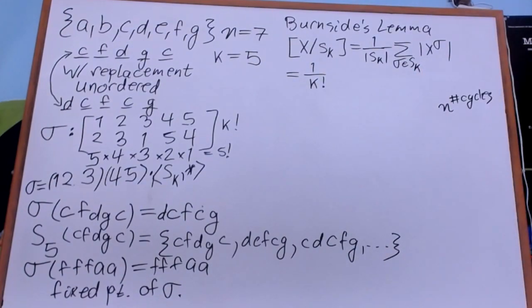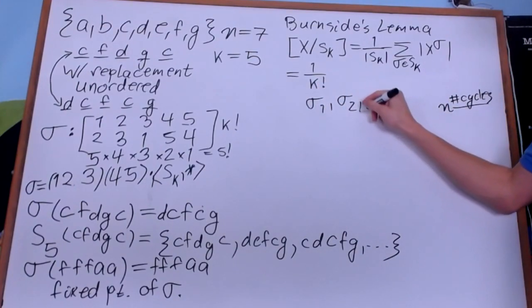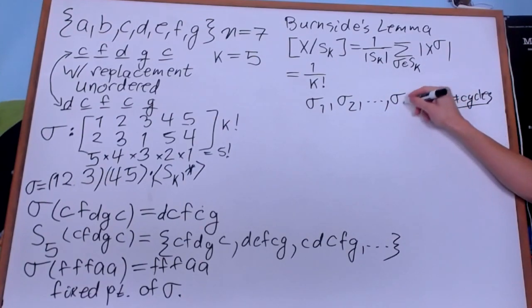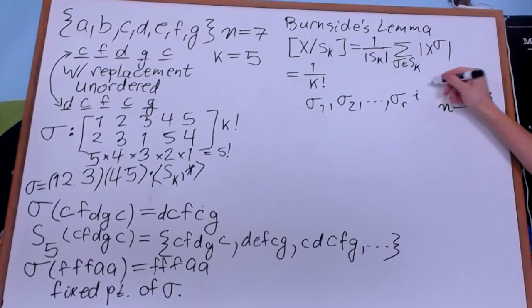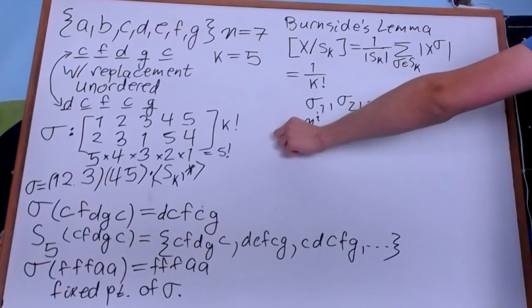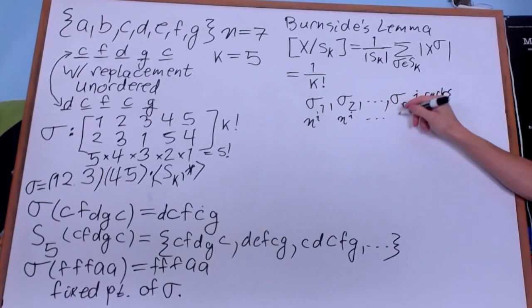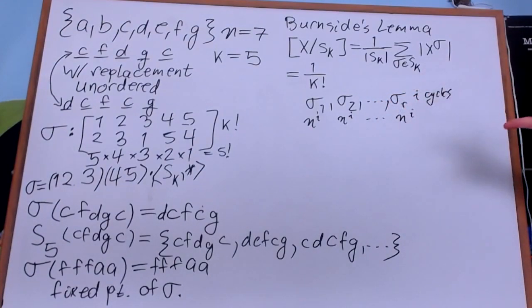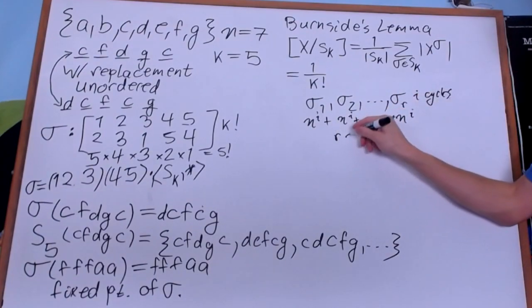What this tells us is that the number of fixed points for a given permutation only depends on the number of cycles, right? So let's go ahead and say we have sigma 1, sigma 2, all the way up until, say, sigma r. And let's go ahead and say they all have the same number of cycles. Let's say they all have i cycles. That means that there's n to the i fixed points for sigma 1 and n to the i fixed points for sigma 2 all the way up until n to the i fixed points for sigma r. So if I'm adding all of these up, all I get is r times n to the i.